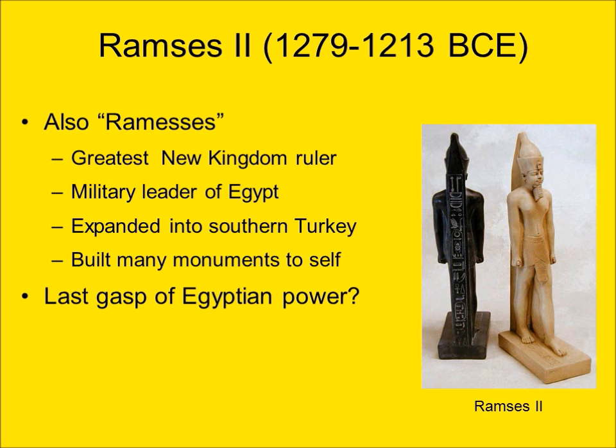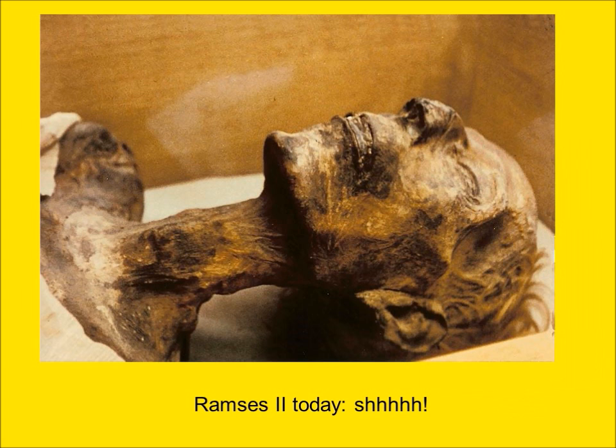His body was discovered in 1881, and it's now on display in the Cairo Museum. And here we're going to be very quiet because he looks like he's still sleeping. This is Ramses II today. And this winds up our brief overview of Egyptian civilizations.